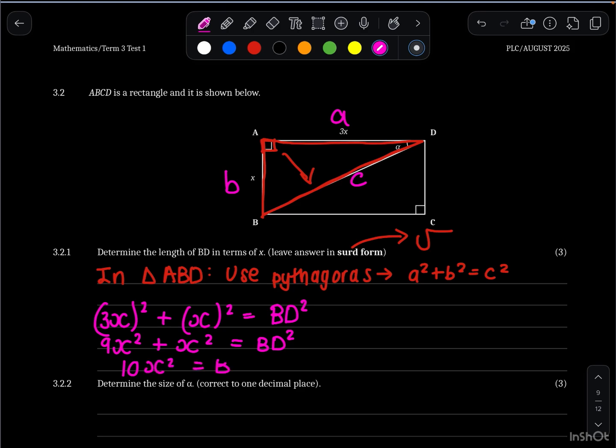But obviously we just want BD, so we're going to square root both sides. So it is going to be square root of 10, square root of x squared is just x. Okay, so that is our final answer. That's why they say leave it in surd form. So BD is square root of 10x.